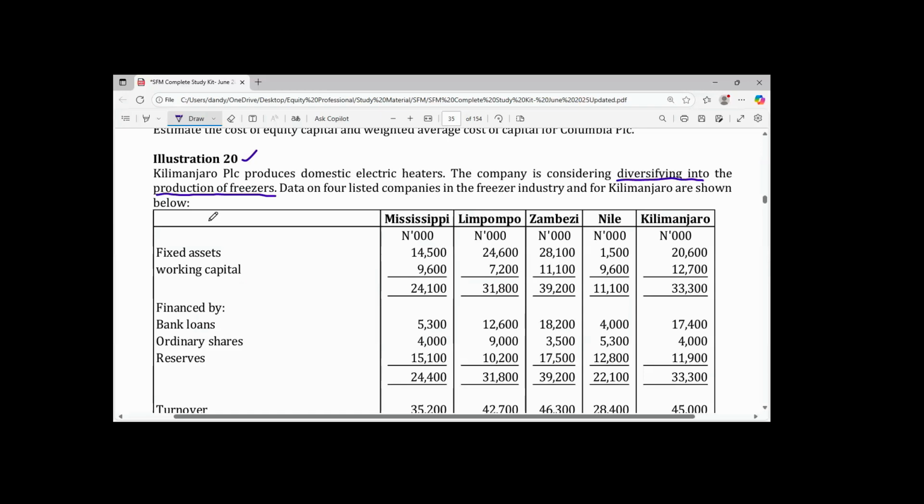However, in this particular question, the name of the main company is Kilimanjaro PLC, and we are given 4 different companies in addition to Kilimanjaro. These 4 freezer producers are the proxy companies. Like I said, once you are given a scenario and the name of the main company is mentioned, any other name you see in the question will represent the proxy company. At times, the examiner may not mention the name of the proxy company, but there will be an indication in the question that they are referring to a proxy company. So let me stop sharing this and move to the working notes.